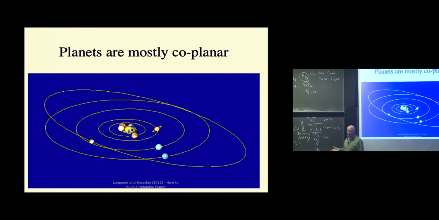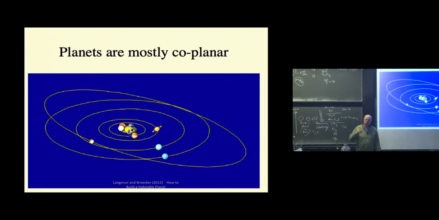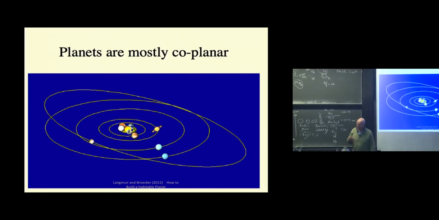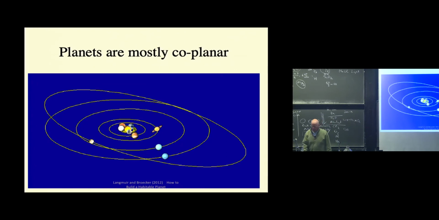And all moving in the same direction. So they're all moving in one plane around the sun, they're all moving in the same direction around the sun. It seems like they're related to one another.